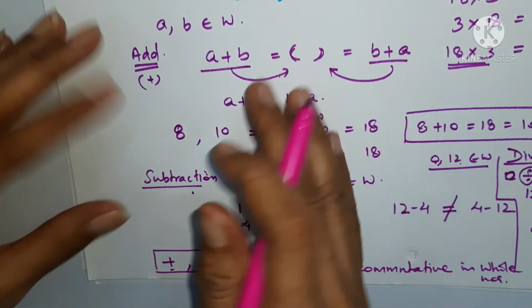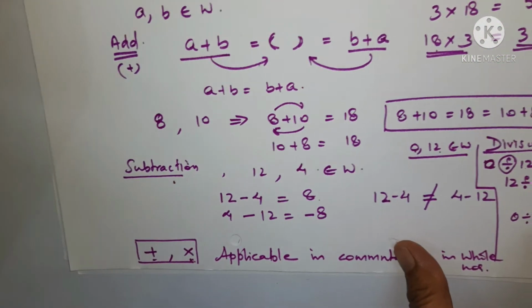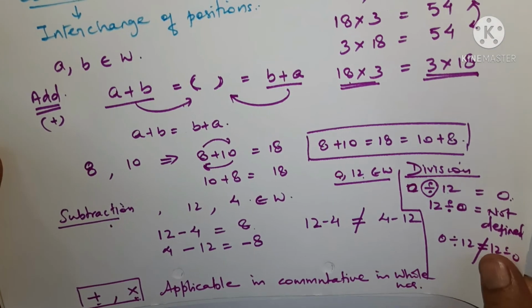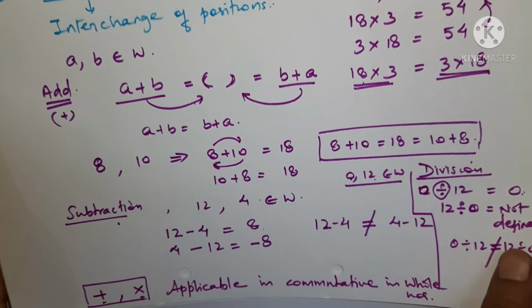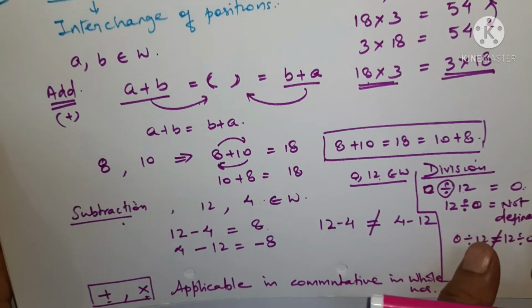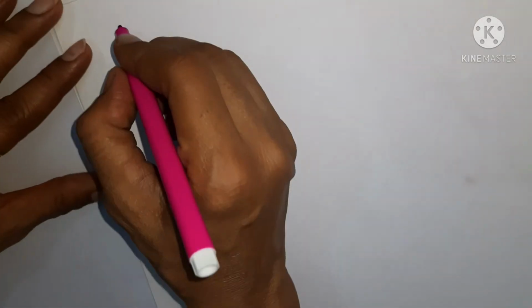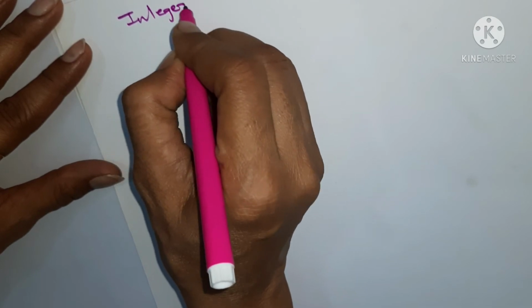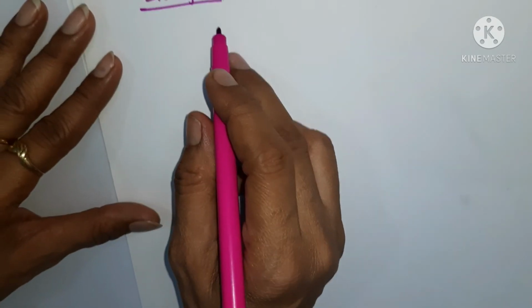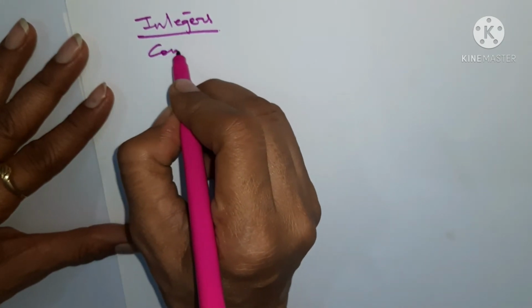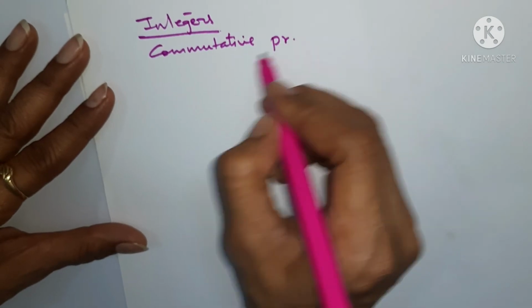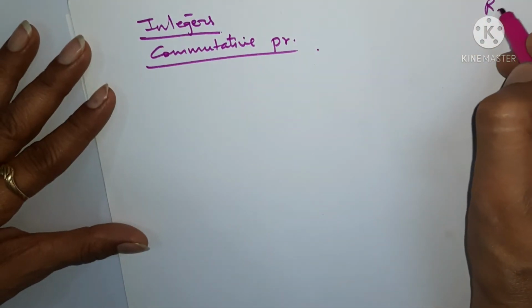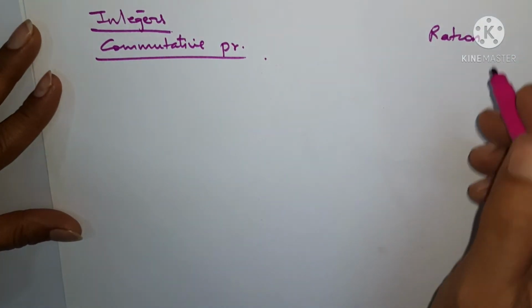Okay. The same thing is there for integers. In the integers case, you can check the same property, the commutative property, for integers. Let us see. Here integers, and here rational numbers.